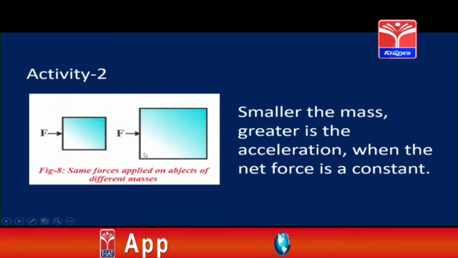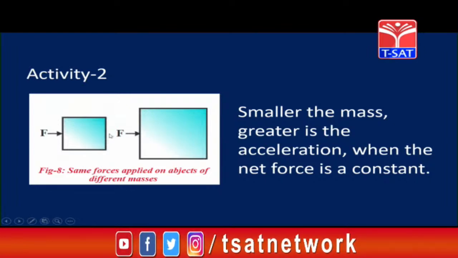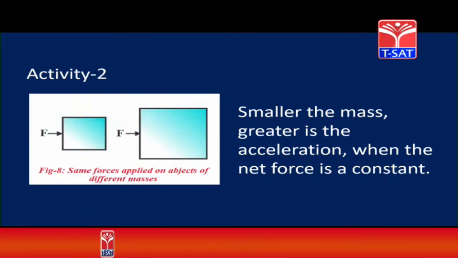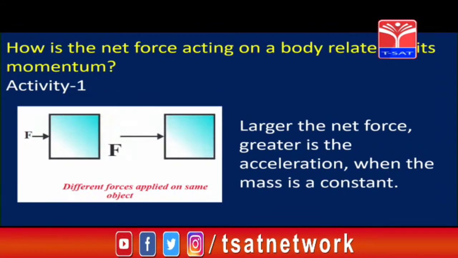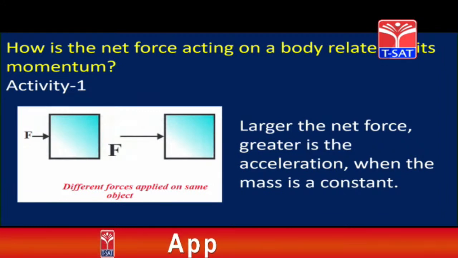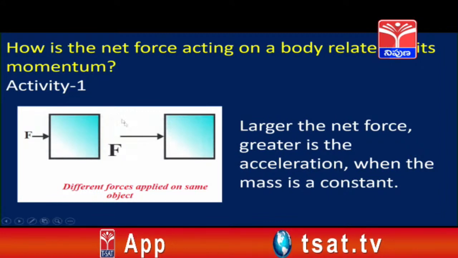So, in activity 2, what have we done? We kept the force a constant, but played with the mass. We changed the mass. We found that if you apply a force, when the mass of the body is small, you are able to get a larger acceleration. The same force, when you apply on a larger mass, the acceleration you get is smaller. Whereas, when you go back to activity 1, there you had the same mass, you played with the force, you applied a small force, small acceleration, large force, large acceleration.